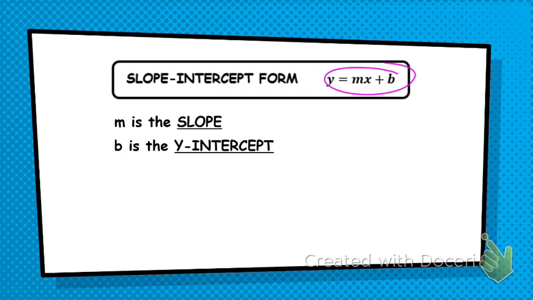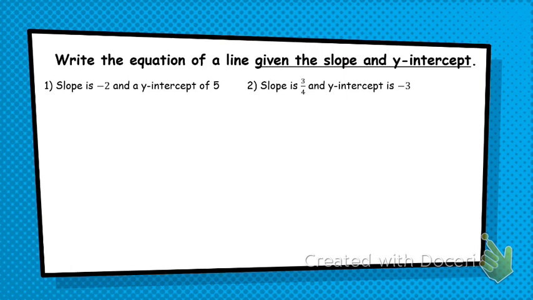Where m is your slope, rise over run, so we can also add a note here just so we can remember that is how much we are rising over how much we are running. And b is considered your y-intercept. So write the equation of a line given the slope and y-intercept.